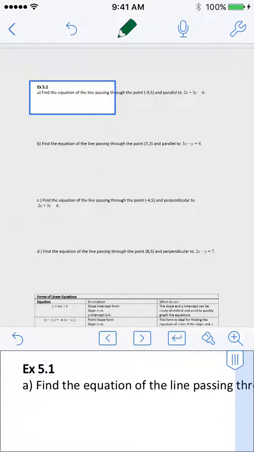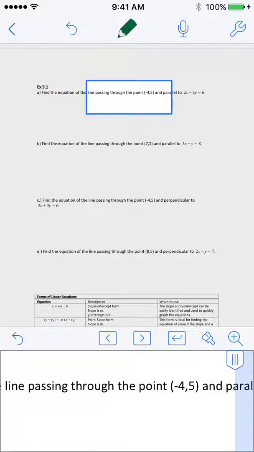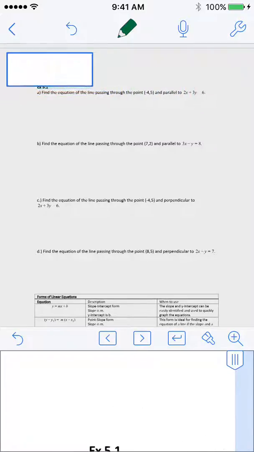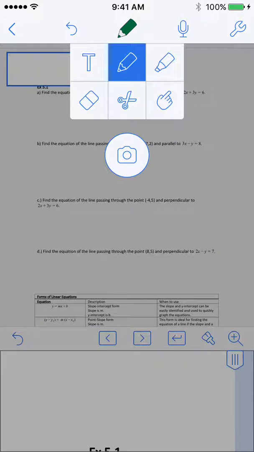Example 5.1. Find the equation of a line passing through the point (-4, 5) that is parallel to 2x + 3y = 6. Well, let's remind ourselves of a few things before we really dive into this problem.